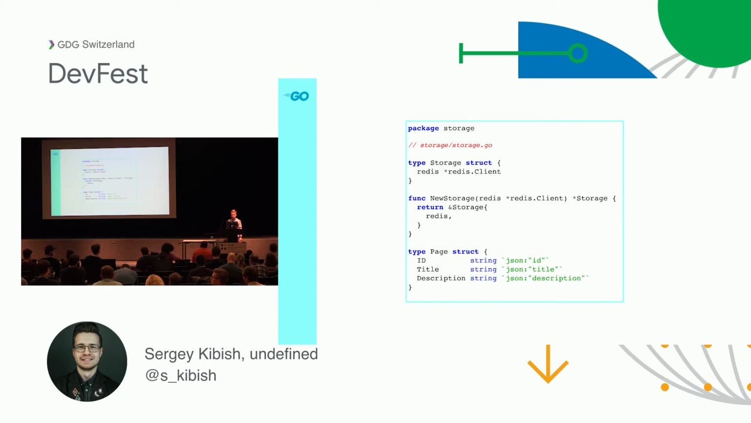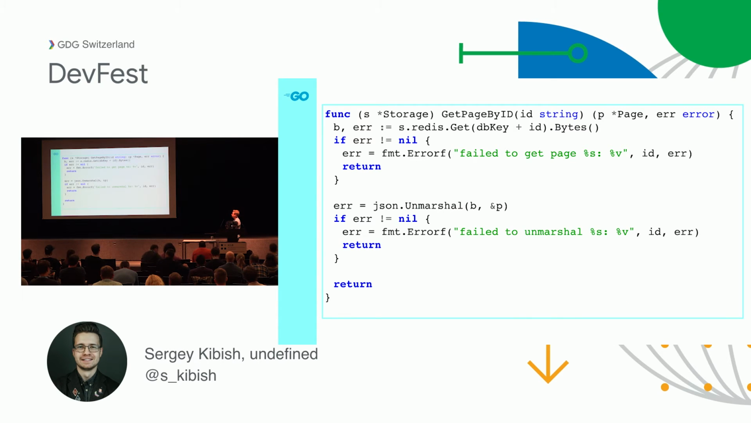Okay. Next, let's look at an example of a function that we will use for retrieval of a page by ID. It might look something like this. It's a little bit more verbose than the Java way, where we have one line of code from the repository, and that's all. What we're doing here is getting bytes from Redis by this key. If everything is okay, we go down and try to unmarshal these bytes into our page object, and then we return it. Or at some step, we just fail and return an error value.